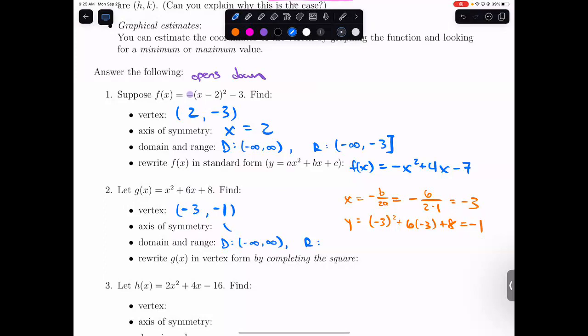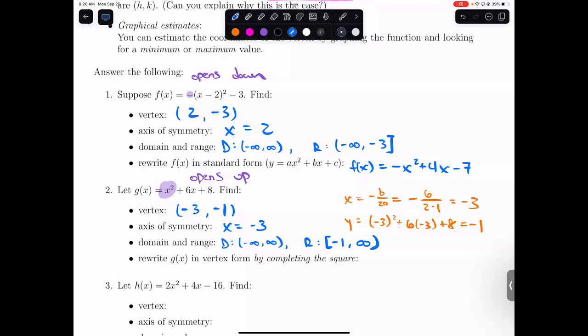Okay, the axis of symmetry then is x equals -3. Which way does this thing open? Up, because that leading term is positive. And the range then would be -1 to positive infinity, opening upward. Okay, so that's all of the vital stat stuff. Now I have a pretty good idea what this looks like. I know where it is, I know it opens up, and I've got its domain and range.